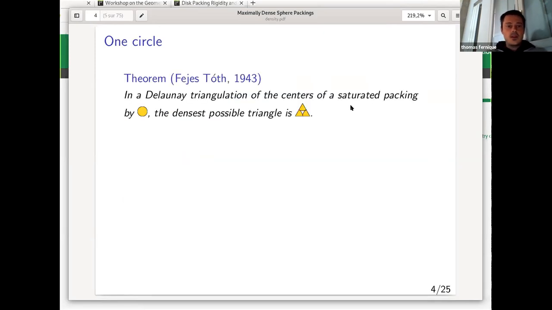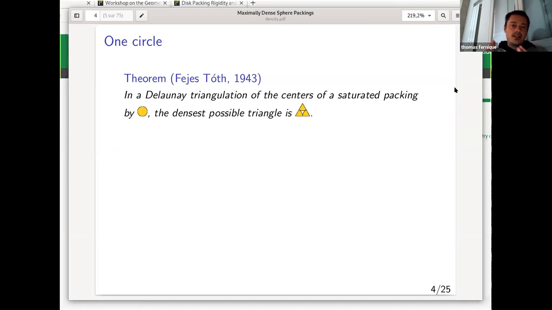Okay, so first, localization. I start with the simplest case. It's the case of only one circle. There is a theorem which is due to Laszlo Fejes-Tóth, and maybe to Axel Thue before, but I have never seen the paper, and it's not clear how it is proven. Okay, the theorem is the following. If you consider a packing by circles, which are unit circles, say, in the Euclidean plane, and then you take a triangulation of the centers of the disks, and more precisely, you take a Delaunay triangulation.